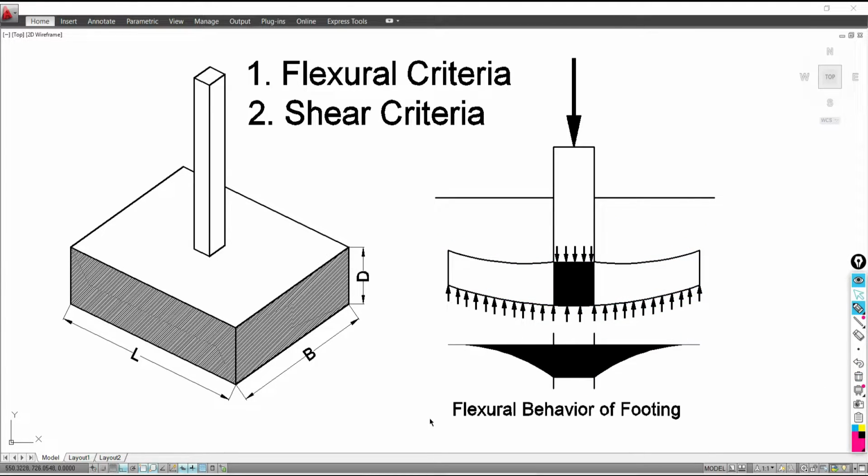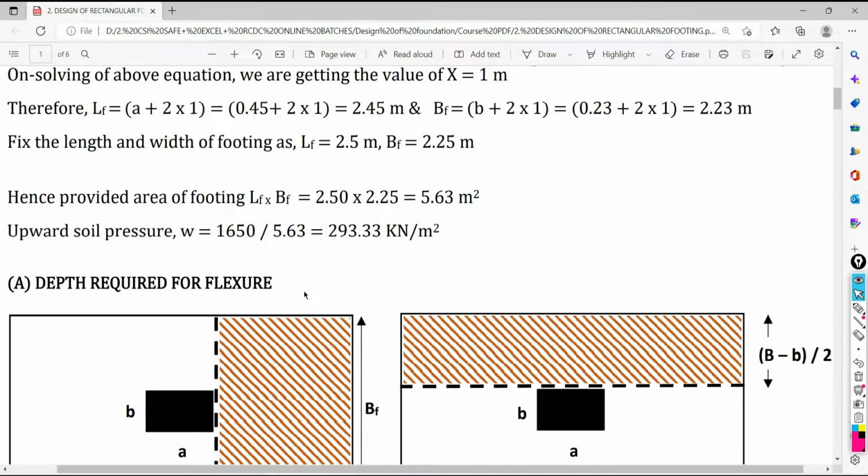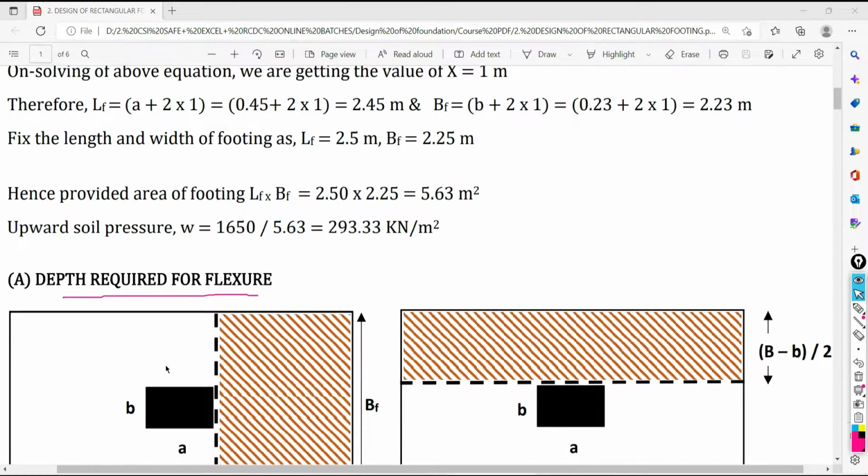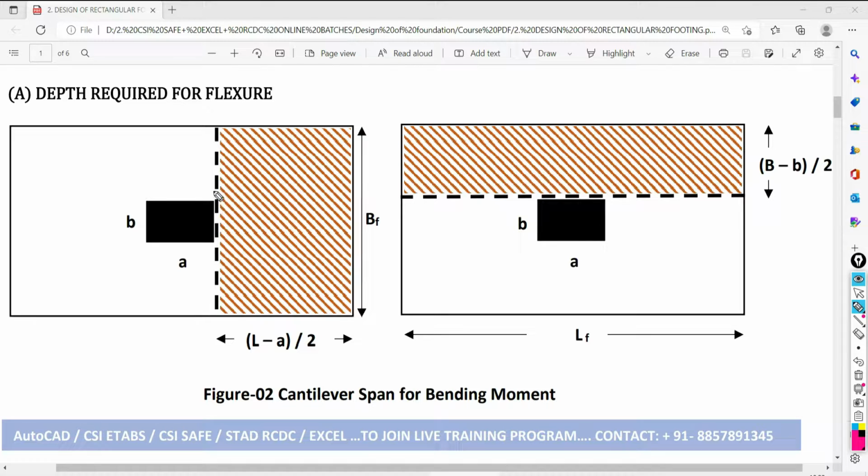So come to our calculation and let's try to understand how to find out the moment and then how to find out the depth required against the flexure. Now we have to calculate the moment at the face of the column along the length of the footing, and also we need to calculate the moment at the face of the column along the width of the footing. So in both of the directions we have to calculate the moment. But before that we need to calculate this projected span along the length of the footing, and this projected span along the width of the footing.